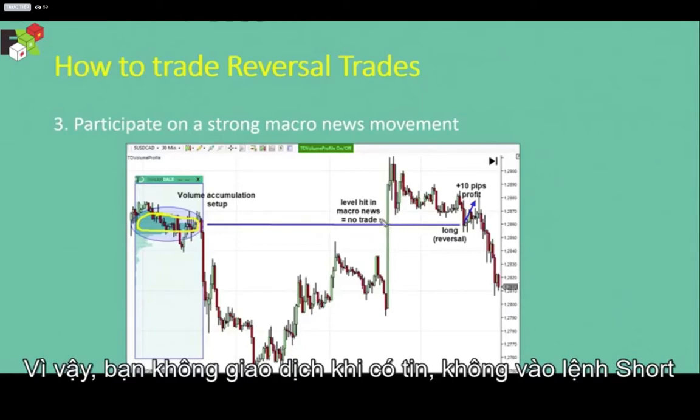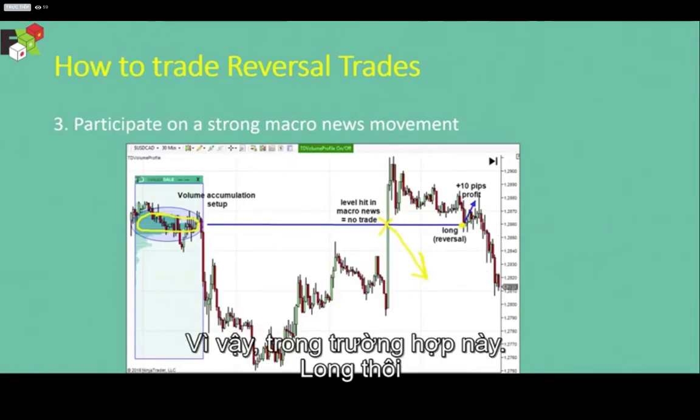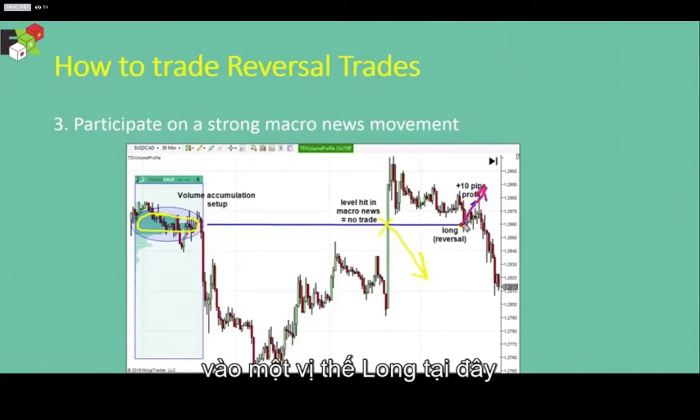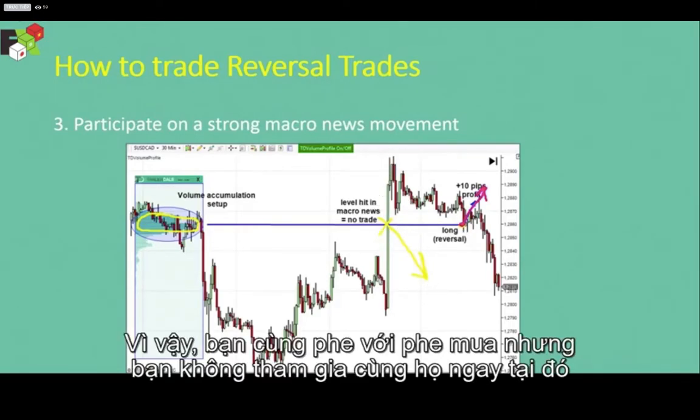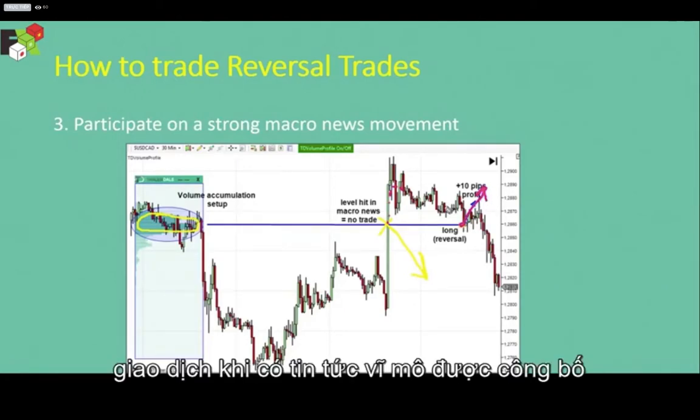So you don't trade the macro news, you don't enter a short from this area, but you wait for the price to return back to your volume-based level and you enter in the direction of the macro news reaction. So in this case, it is a long. You enter a long position from there. So you participate in the buying activity. You join the buyers, but you don't join them right there or right there, but you do it when the price returns to this level. You take a reversal from there. This is how you participate on macro news.